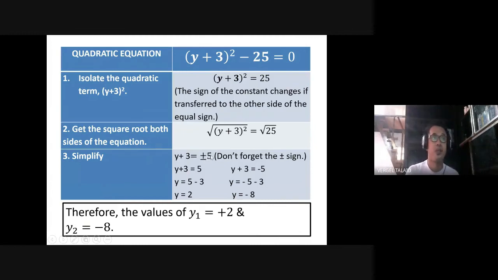So to simplify, y plus 3 is equal to 5 and y plus 3 is equal to negative 5, since on the right side we have a positive and a negative 5. Solving for the value of y, transpose 3. 5 minus 3 is 2. So the first value of y is 2. To solve for y here, transpose 3 to the right side. That becomes negative 3. Negative 5 minus 3 is negative 8. So therefore, the values of y are 2 and negative 8.